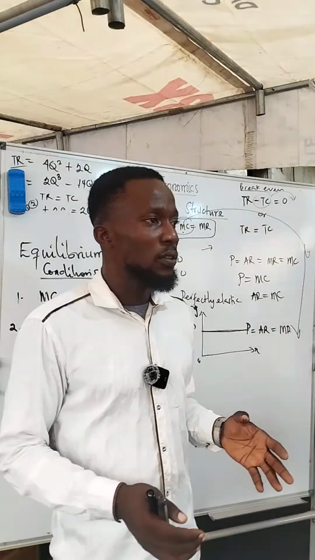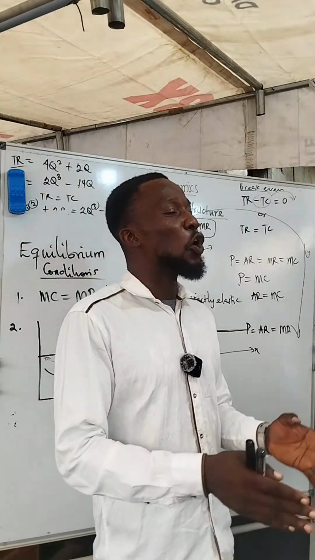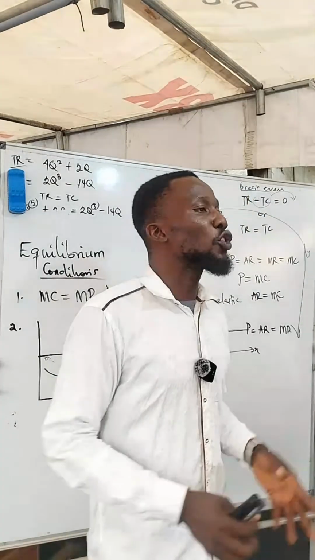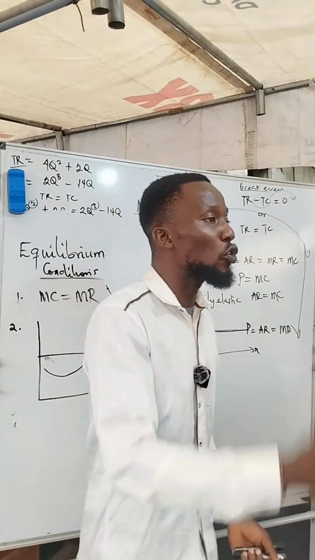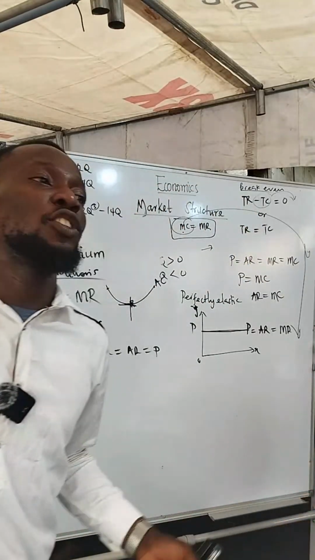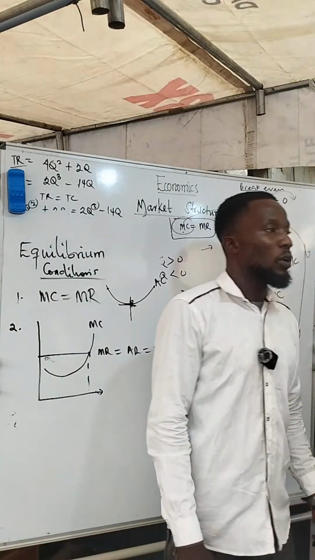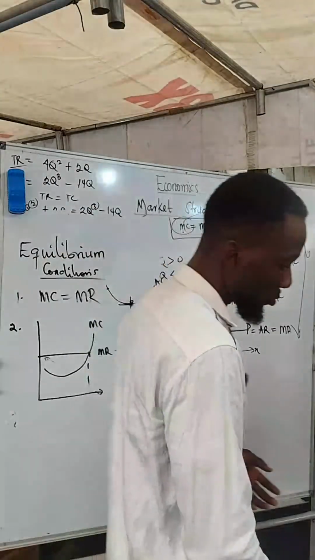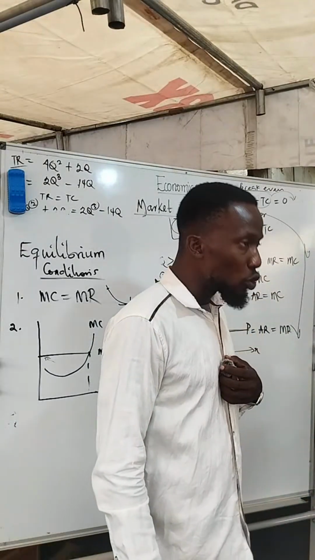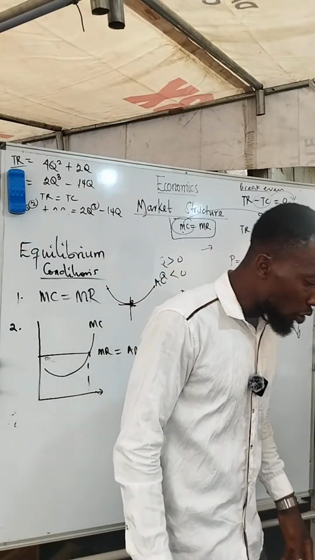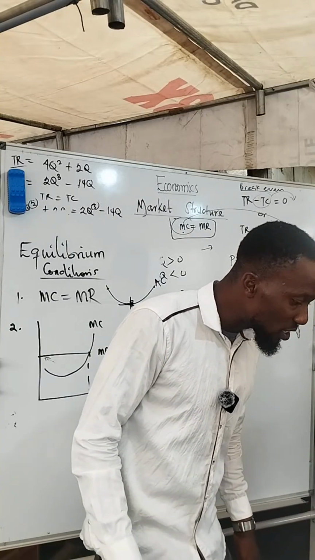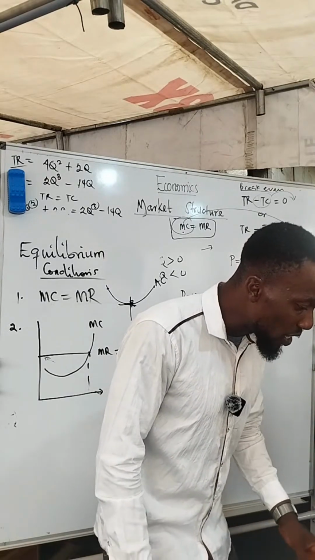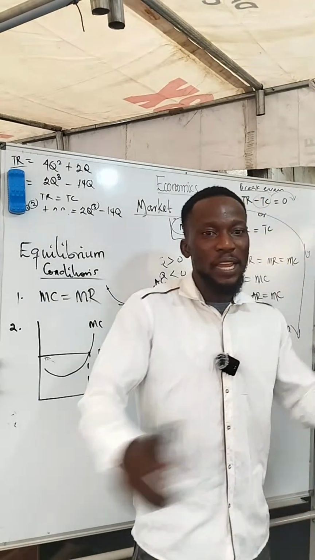In the long run, firms can adjust their scale of production. Write that: scale of production, large scale, small scale. It is in the long run that you can either choose to go large or choose to come down. So in other words, to enjoy the abnormal profits, new firms are likely to enter the market. With the entrance of new firms, supply will increase and price will fall. So we've explained all this.